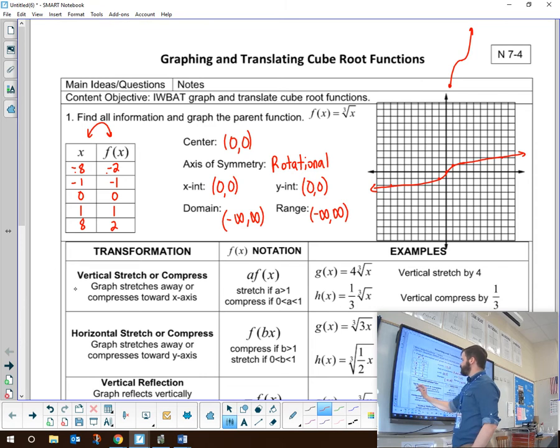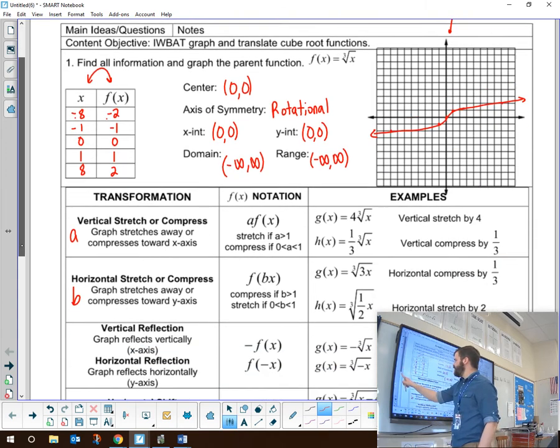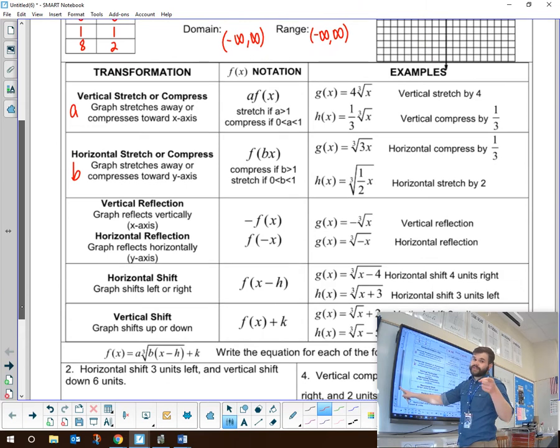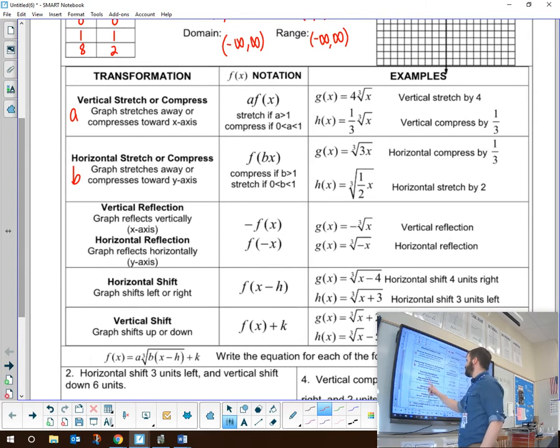To have a vertical stretch or compress, we're talking about A. To have a horizontal stretch or compress, that's B. That's inside the cube root this time, not the parentheses. A vertical reflection, a horizontal reflection. Well, a vertical reflection would be a -A. Horizontal reflection would be a -B.